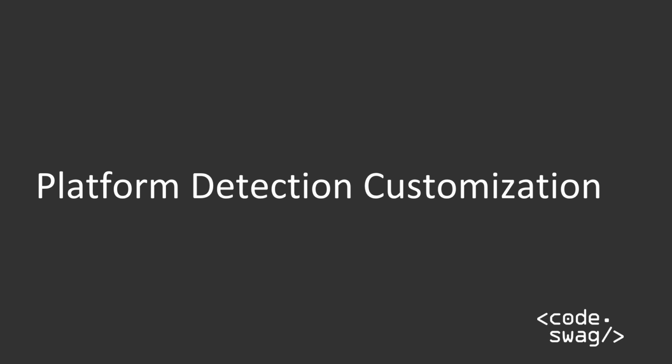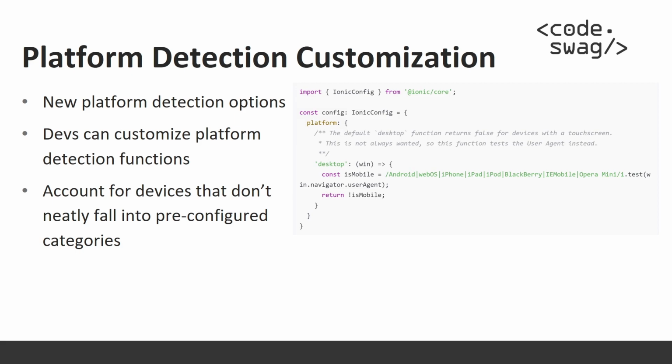Let's take a look at some changes concerning platform detection. New platform detection customization options have been added in Ionic 6. These options help developers account for devices that do not always neatly fall into the platform buckets that Ionic has pre-configured. Using this feature, developers can customize how platforms in Ionic are set to account for other devices. This change was necessitated by issues caused because the default desktop function would return false for desktop systems that have touchscreens and other edge cases.